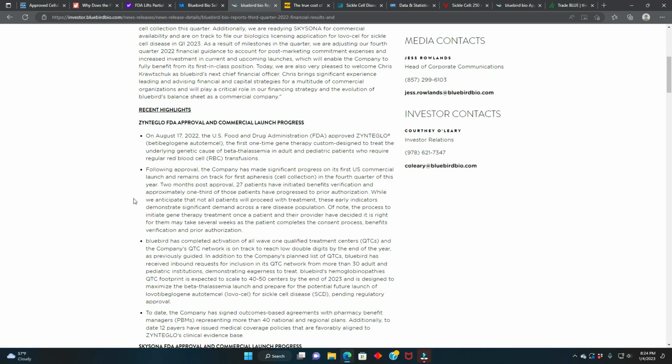Now, they also go on to state, while we anticipate that not all patients will proceed with treatment, these early indicators demonstrate significant demand across a rare disease population. Now, this is for Zynteglo.